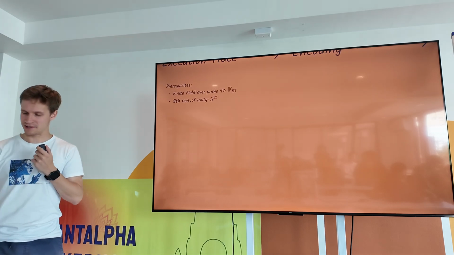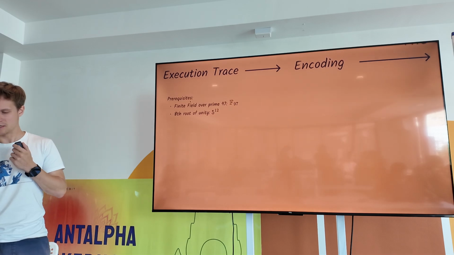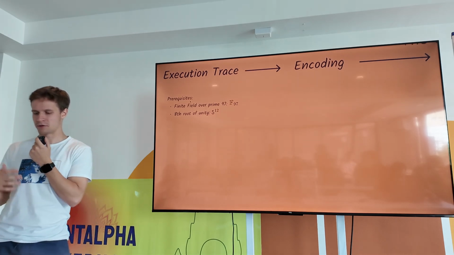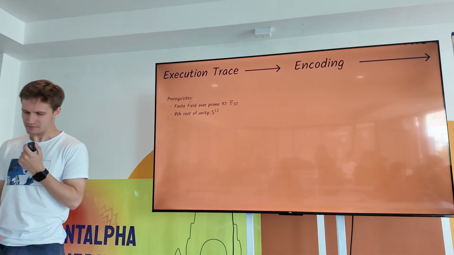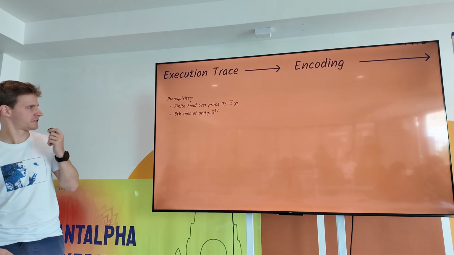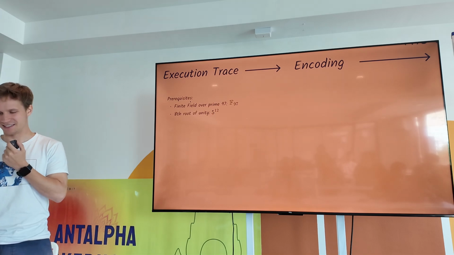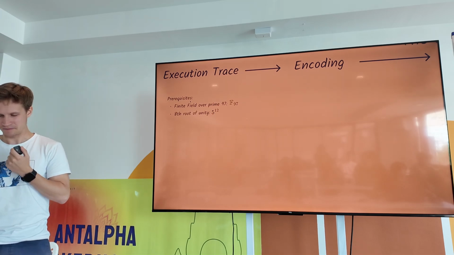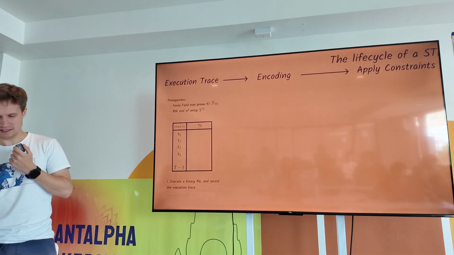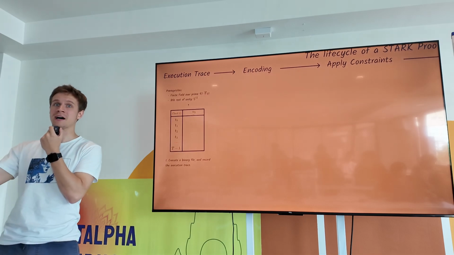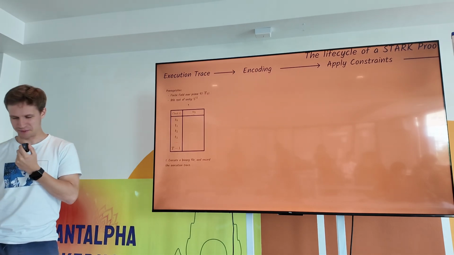So if we go through the execution trace, maybe I can zoom in like this. I just took some prerequisites where I took a fairly small finite field, and I took the h root of unity, which are just a few things that are needed to start computing this. And then we take this execution trace. I broke it down into 12 steps. So in the end, it will be 12 steps.